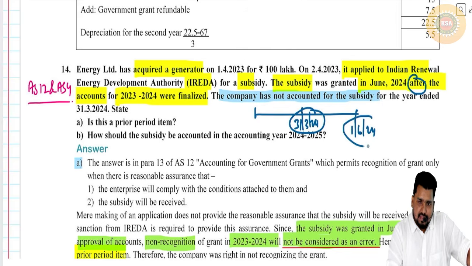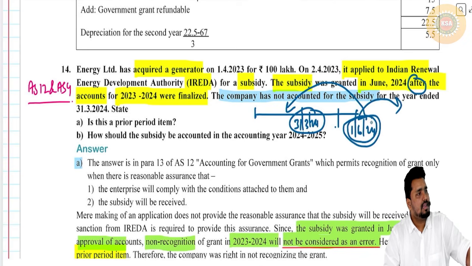With this information, if you are receiving it after finalization, can I pass the entry for this government grant for this accounting year or the next accounting year? Can it be called an error? Not an error as per AS4 and AS5. AS5 says these types of things are not called prior period items. Prior period items are errors or omissions. This is not considered an omission or error. So not a prior period item.